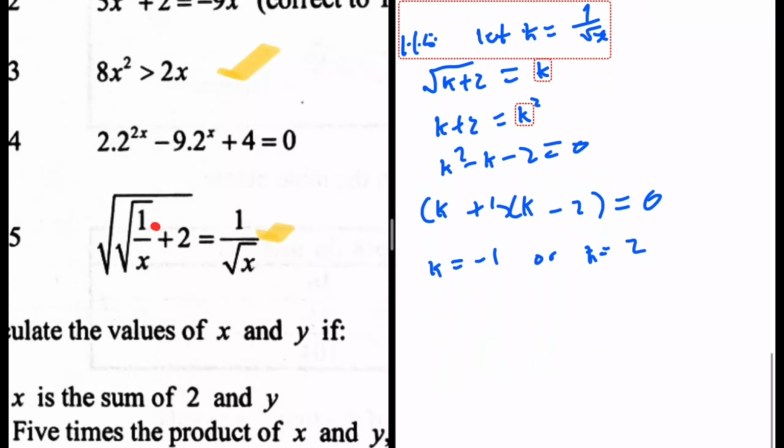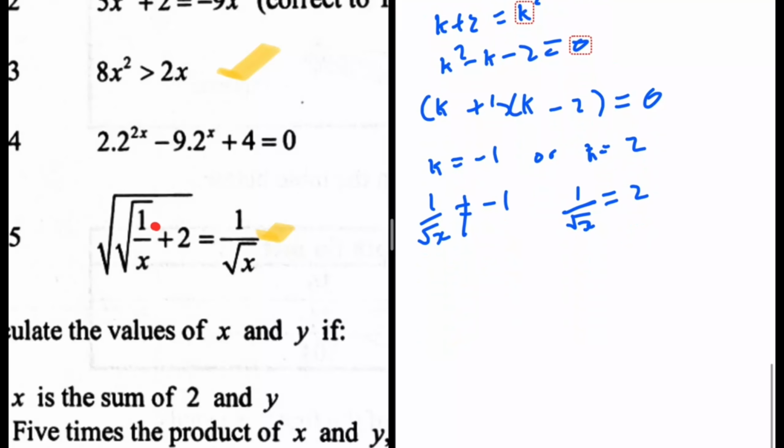So let's see if that makes sense. k is 1 over square root of x. This is equal to minus 1. Is that possible? No, it is not. So this cannot be possible. What about 1 over square root of x equals 2? That seems fine. So 1 over 2 is equal to square root of x. So we square both sides. What do we get? 1 over 4 is equal to x. Is that what we get? Seems like it.